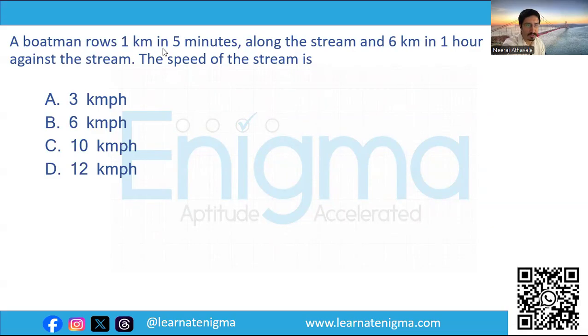A boatman rows 1 kilometer in 5 minutes along the stream and 6 kilometers in 1 hour against the stream. The speed of the stream is?